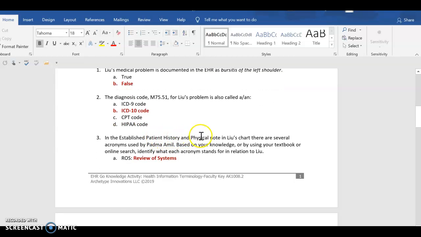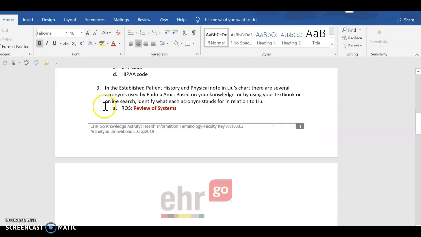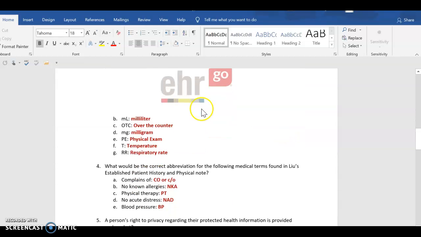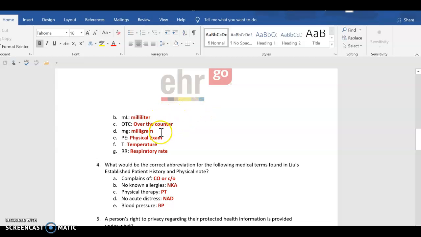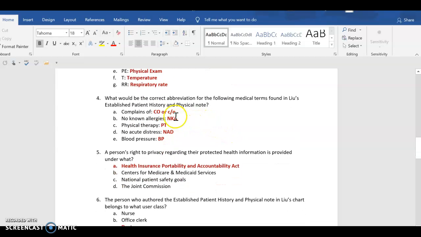In the established patient history and physical, there's several acronyms used by Padam and Meal. Based on your knowledge or by using your textbook or online search, identify what each acronym stands for. So ROS is Review of Systems. We have milliliter, over the counter, milligram, physical exam, temperature, respiratory rate. Okay, so now we go with abbreviations, and you can just kind of look through those. Again, you can pause the tape if you want to change your answers so you have the correct ones coming up.